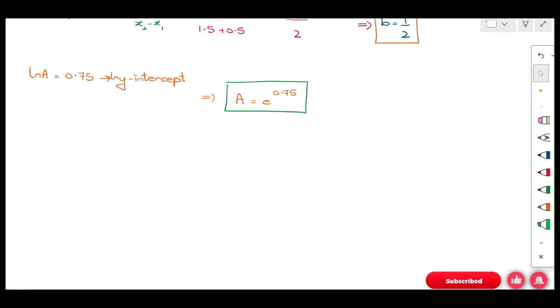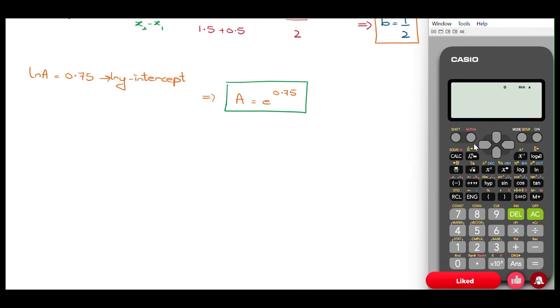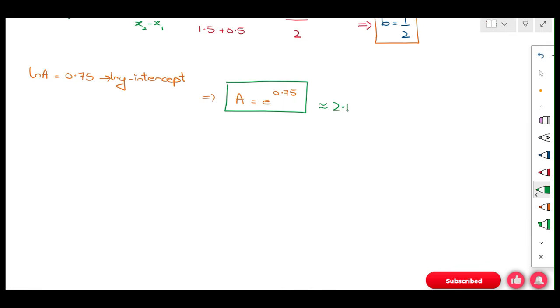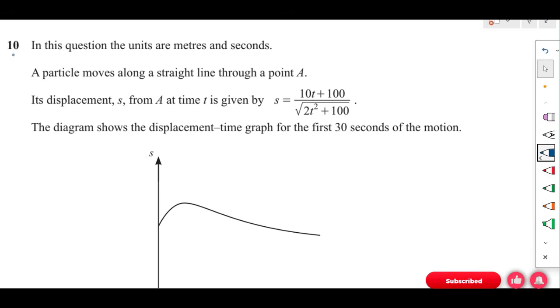Okay, and let me solve this value. What is e to the power 0.75? 2.117, or we can say 2.12. Okay. Question number 10.